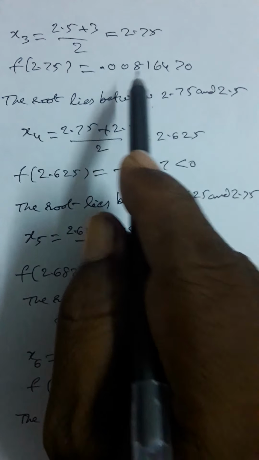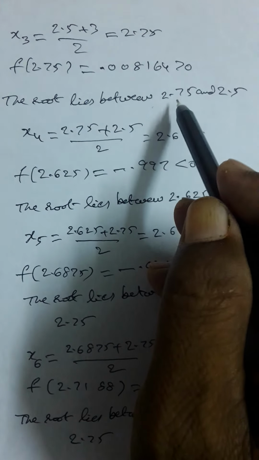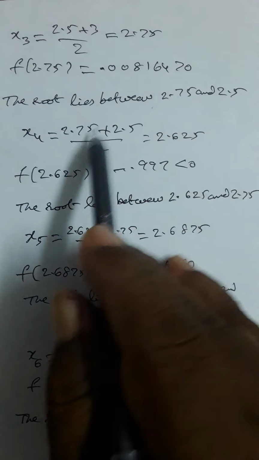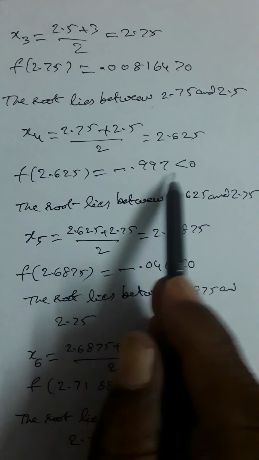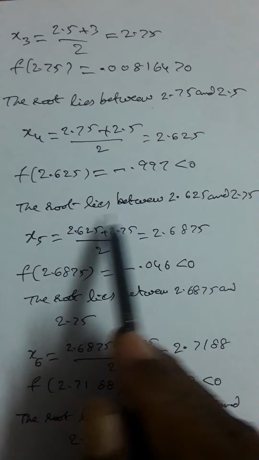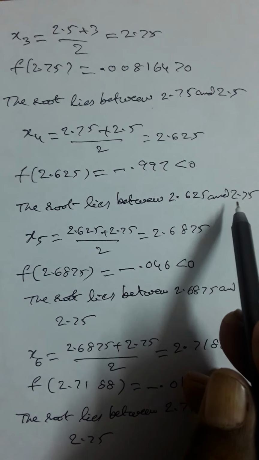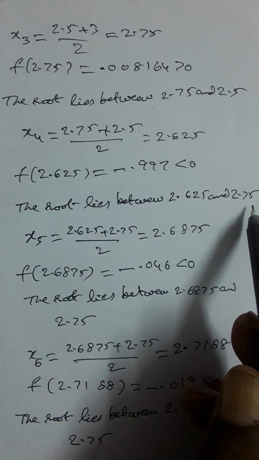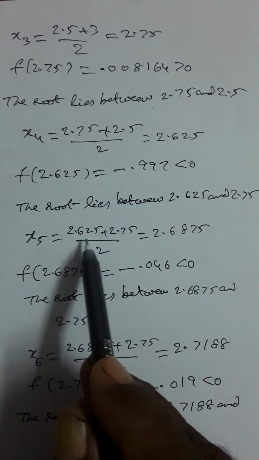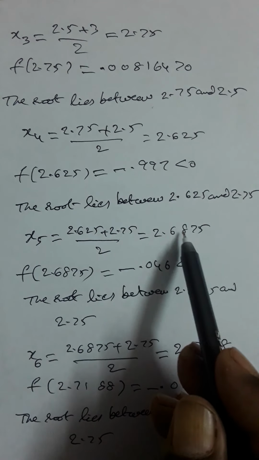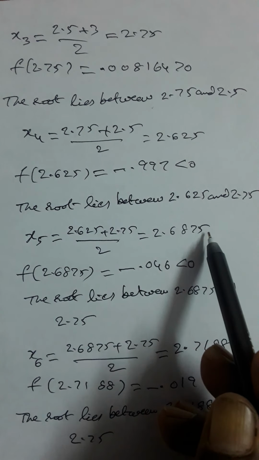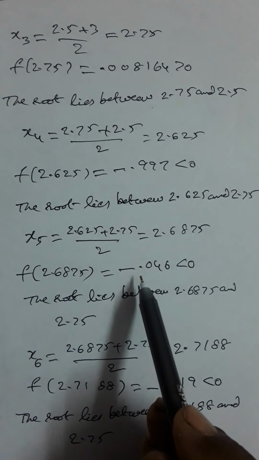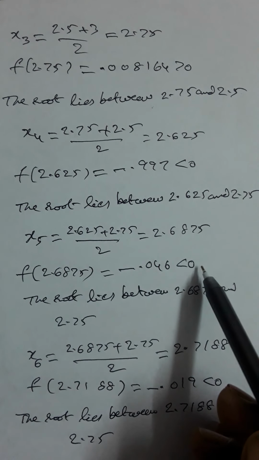Now the root lies between the nearest negative and positive, that is 2.5 and 2.75. Now find x4, the average of these two. The function value we get is negative. The root lies between the nearest negative and positive, that is 2.625 and 2.75. x5 is the average of these two values, 2.6875. f of 2.6875 is minus 0.046, that is less than 0.